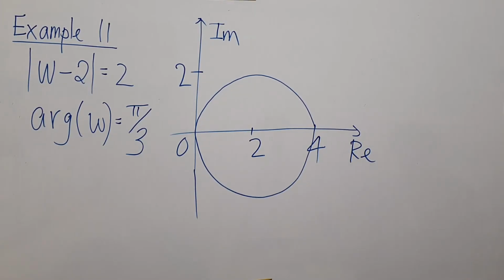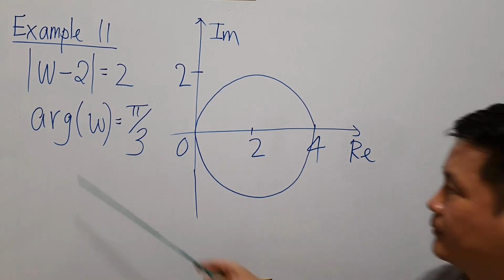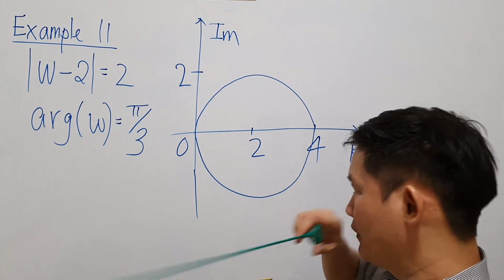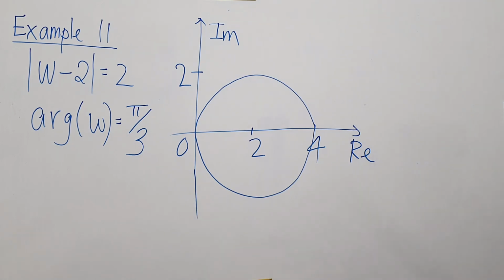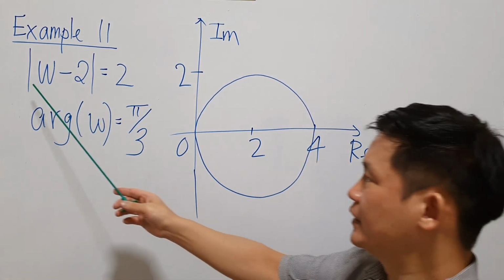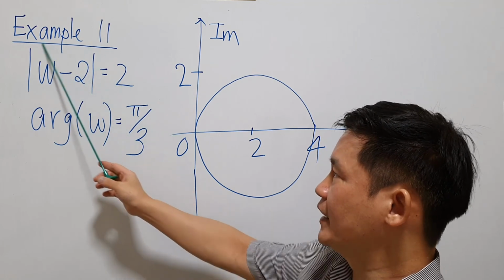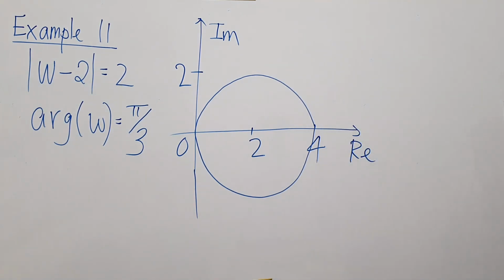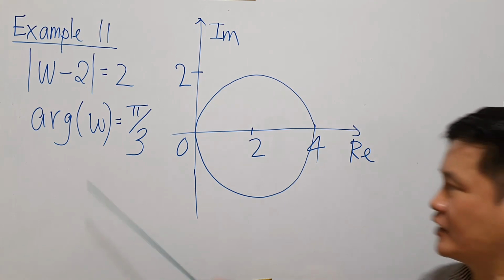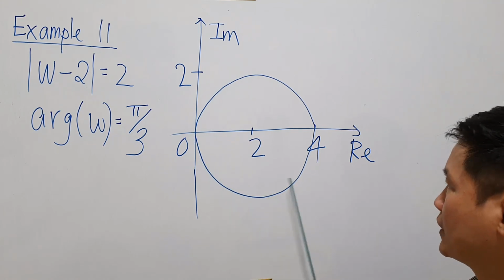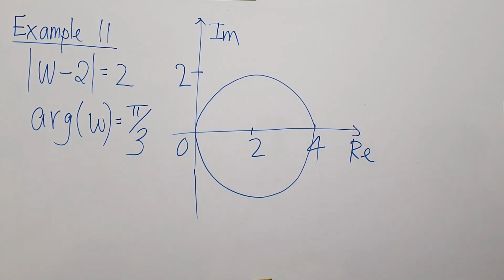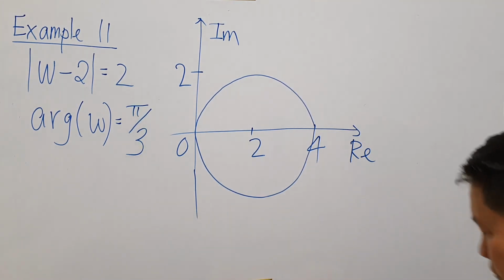In example 11, they are given that there is a complex number w that must satisfy this condition and this condition. The first condition is easy. It represents, if you recall, a circle. In fact, by now you're already familiar. This is a circle centered at 2, and the radius is also 2. Can you see? Radius is 2. So I've drawn for you the locus of point W that satisfies this equation.